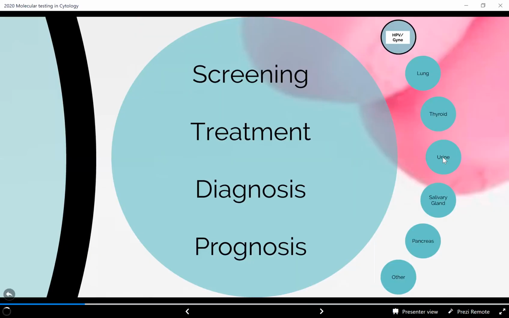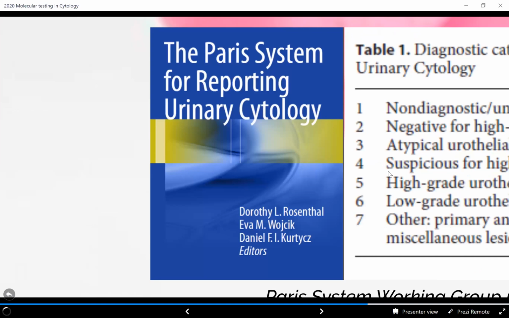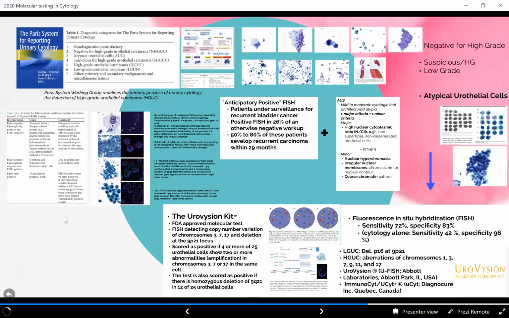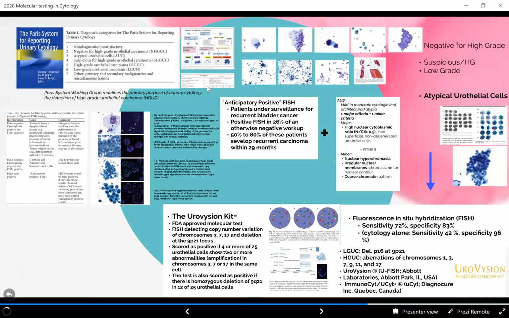For urine. Urine also has something called a Paris system. Paris system for reporting urinary cytology. Negative, atypical, suspicious, high grade, low grade. And once again, the high grade ones are fairly obvious. So this is a very nice algorithm that you can use when diagnosing your urine cytology. What's this?